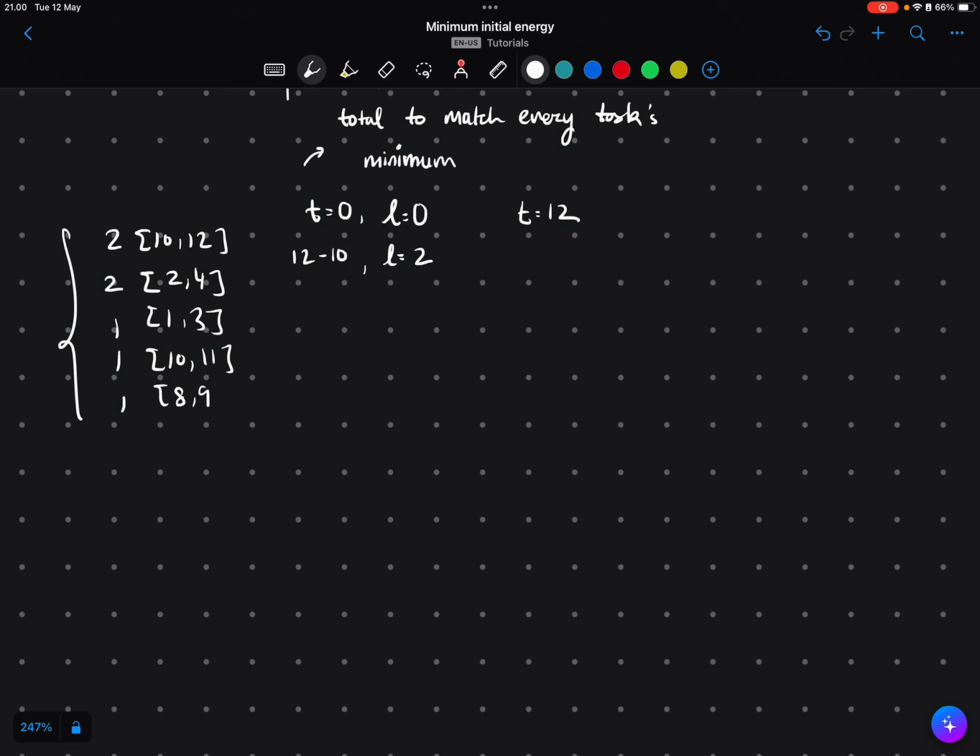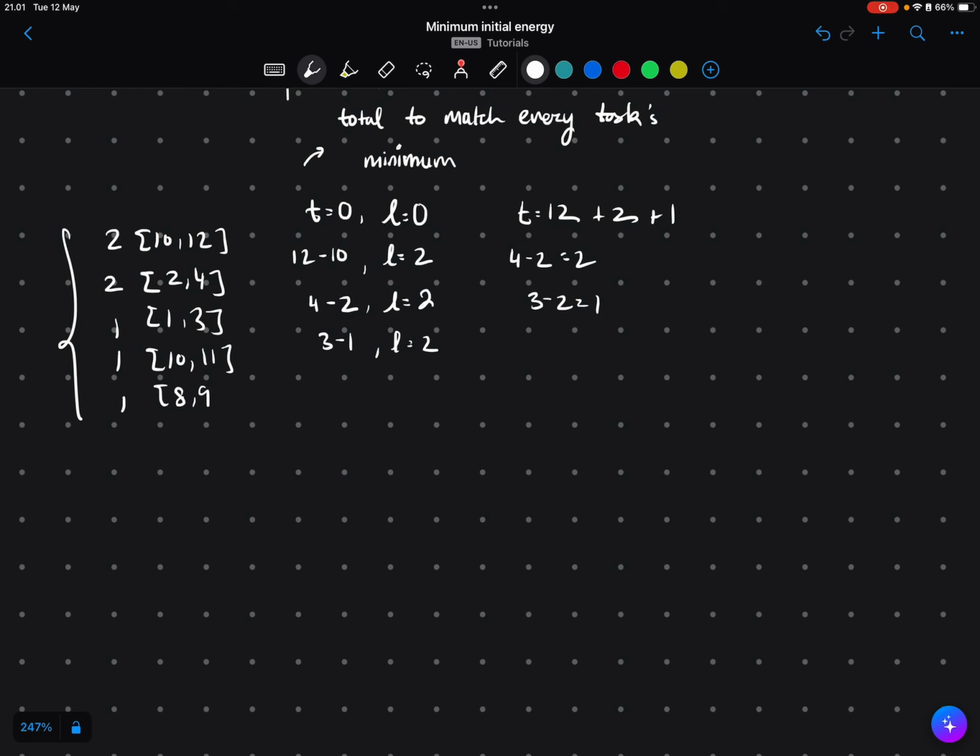We'll take the next task. It's 2, 4. We need to hit 4, right? And 4 minus 2, that's 2. So we will take 2. L equals 2 after that, if we do 4 minus 2. Now we need to hit 3. So 3 minus 2, that's 1. We will take that one over here. So we will end up hitting 2 on our left, 3 minus 1.